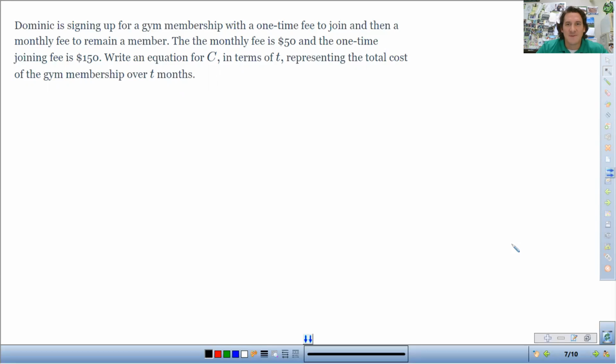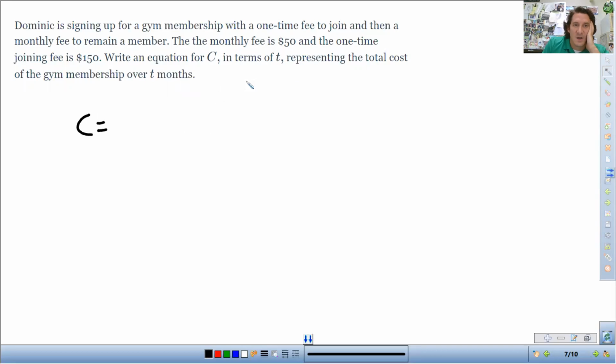The monthly fee is $50 and the one-time fee of joining is $150. Write an equation for C. So when it says write an equation for C, that means C is going to be equal to something in terms of T, which is going to be our variable. We've been working with a lot of X's so far, but we're going to use T.